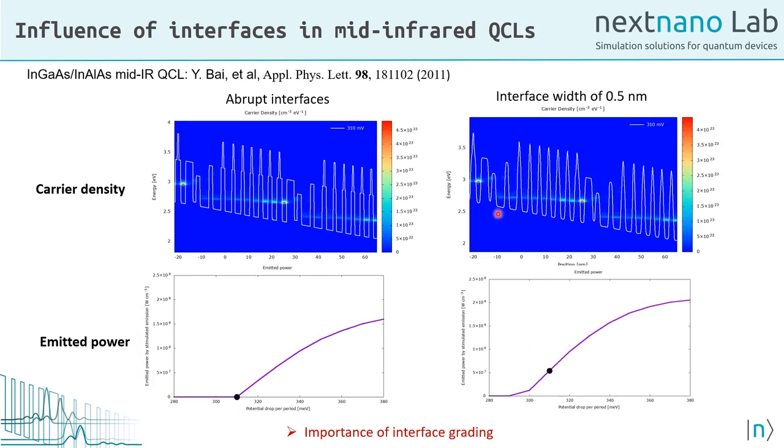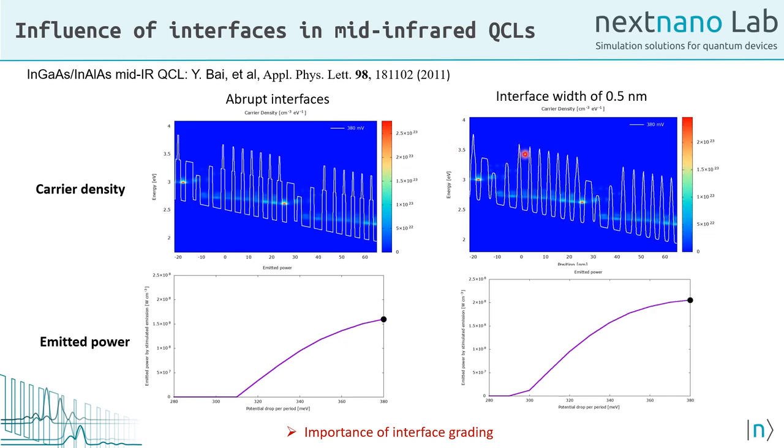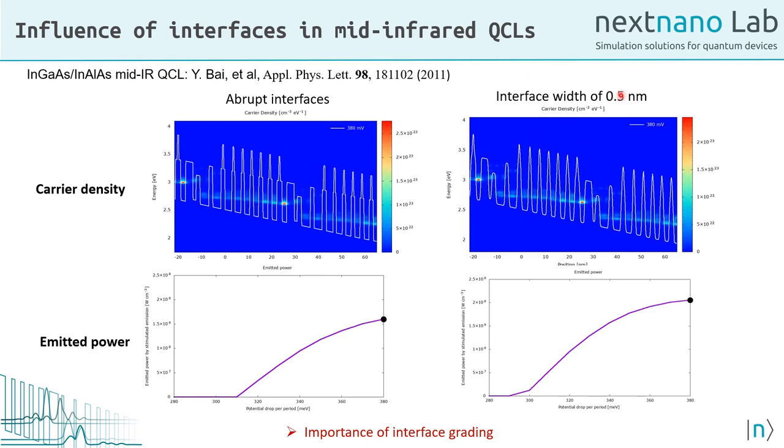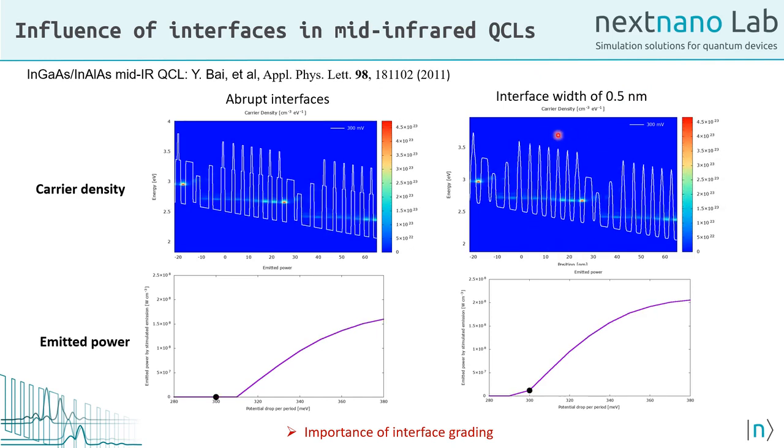And here it's important to point out that we have very thin layers, which are comparable to the interfacial widths. So it's not possible to distinguish between the different interfaces anymore, where we consider interface widths of 0.5 nanometer. So in this case, it's important to have such a general model of interface roughness to be able to describe the actual influence of these scattering processes.